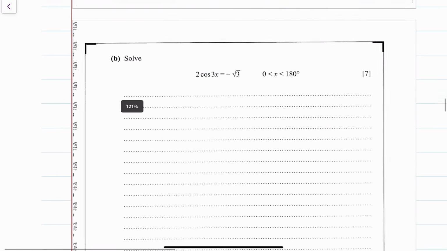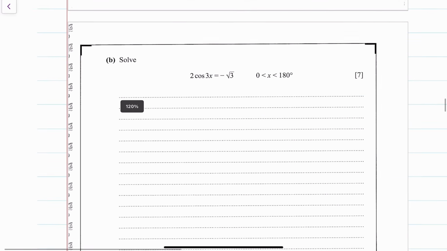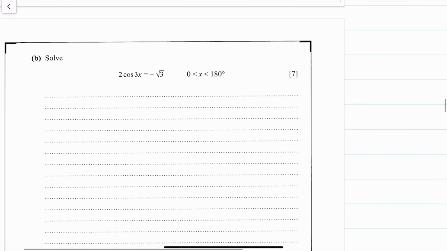Nice page wasted here and here. Don't know what they're doing. Okay, right. Lovely. Okay.